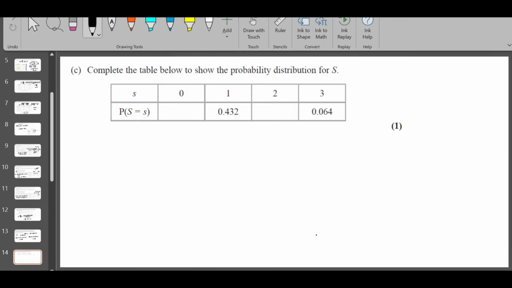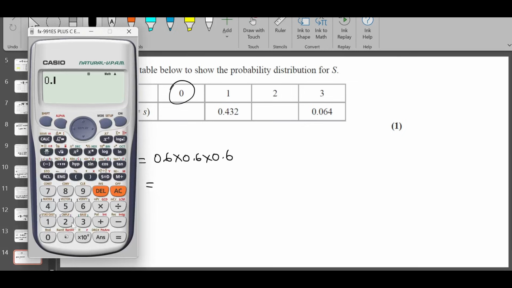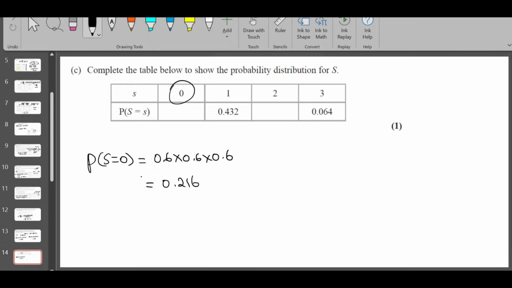Complete the table below to show the probability distribution for S. First, 0 means no success at all. P of S equal to 0 means a child has 3 throws, and all 3 are failures. So it's 0.6, the probability of failure, to the power 3, which is 0.216.